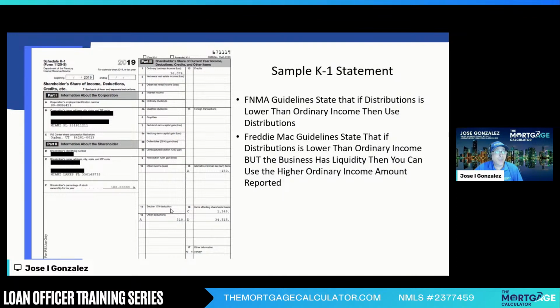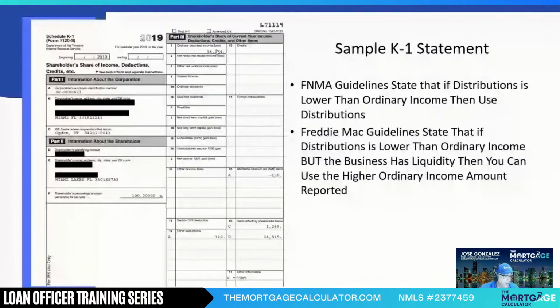Because here we have our sample K1. Now, what are we talking about here? Line number one, ordinary business income. Line number 16D, distribution. So here they're pretty similar. But I've seen cases of ordinary income of $100,000, distributions of $20,000. And you can see from the bullet points there, Fannie Mae guidelines state that if the distributions is lower than ordinary income, then you have to use the distributions as the income figure.